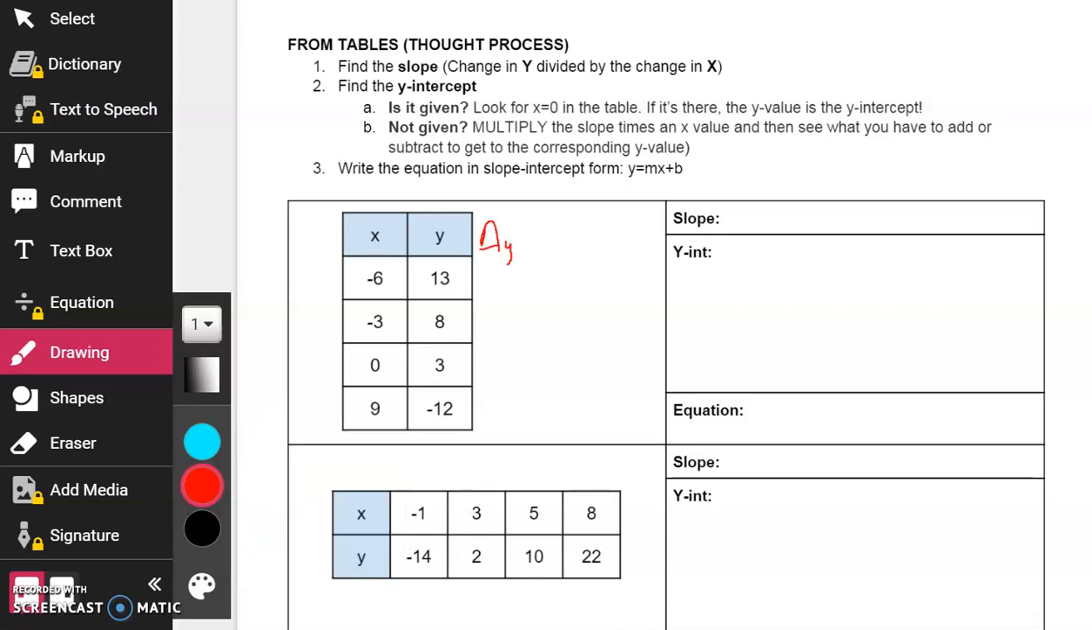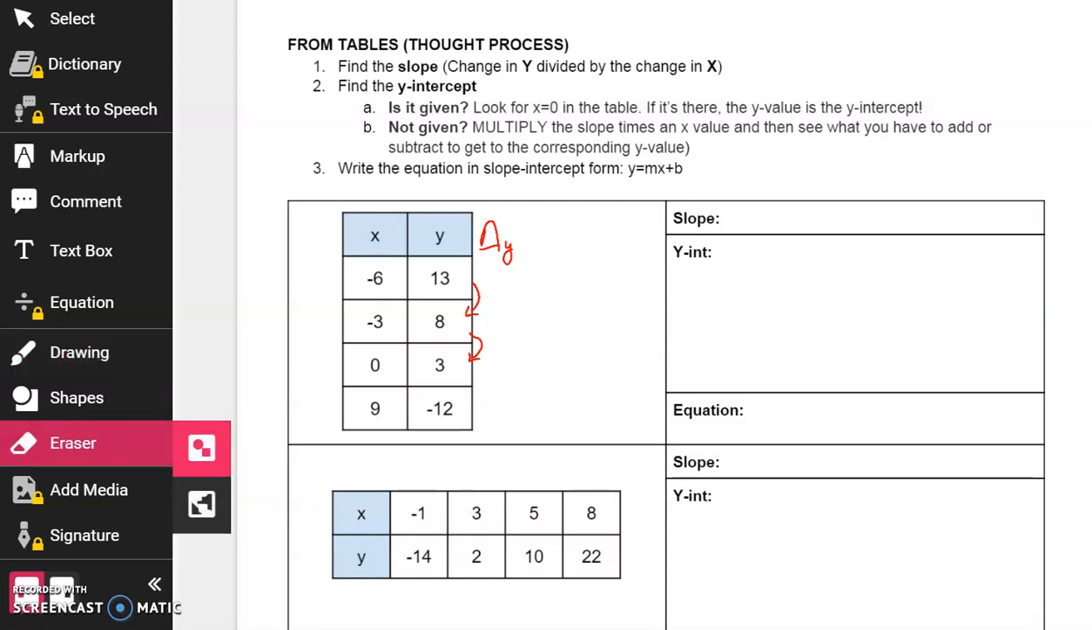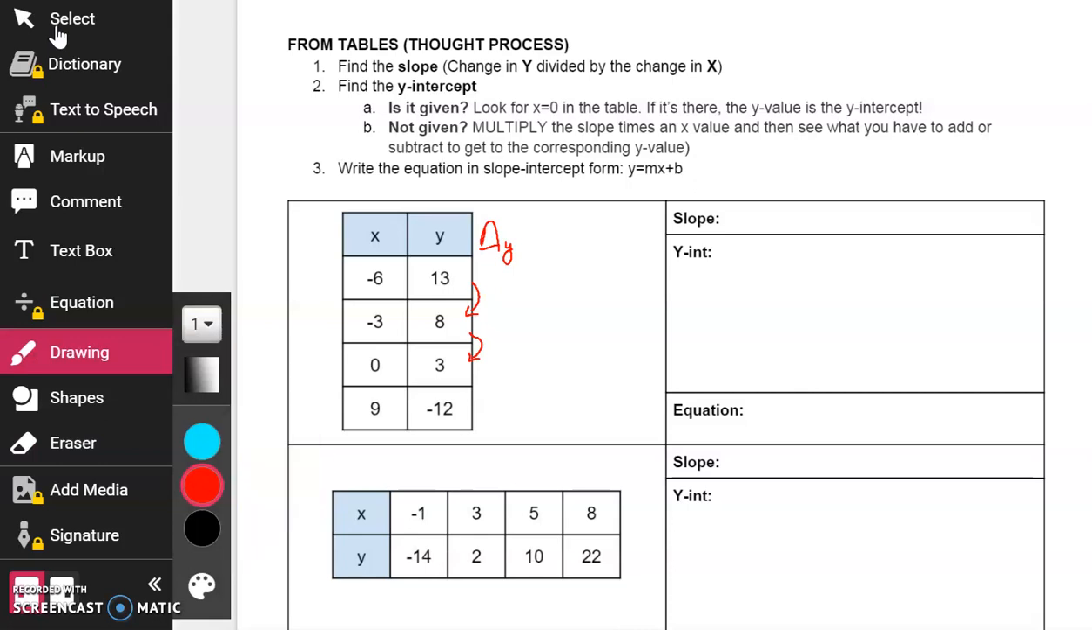So slope is change in y, so we're going to find those changes. I have 13 to 8. That's plus 5. Oh, that's not plus 5, that's a minus 5. Let me fix that. Let me think about my math here. Okay, 8 to 3, that's minus 5. 3 to negative 12, so I have to go down 3 and then down 12 more. That's negative 15.